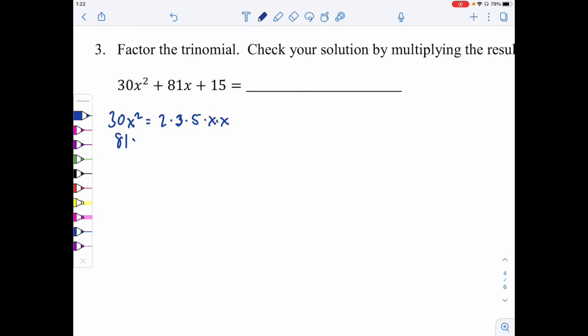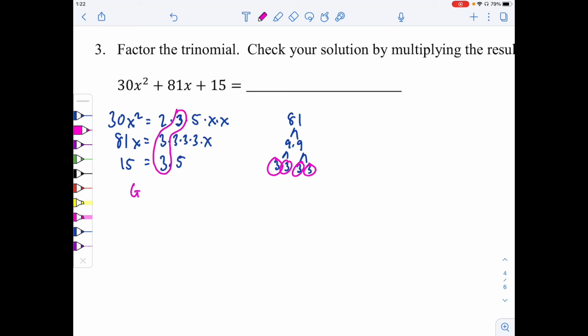81 is going to be, right, let's break that down. 9 times 9, which is 3 times 3. So you have 4 threes. 1, 2, 3, 4. And 1x. Then 15 is 3 times 5. So we look at what's common. Right? They only have one thing in common, 3. So that's our GCF, is 3.